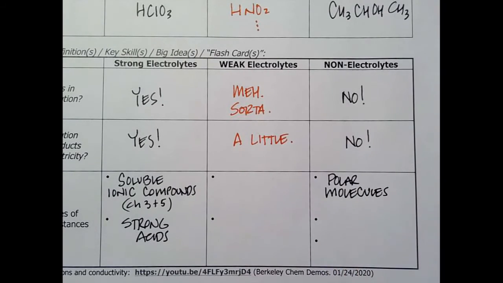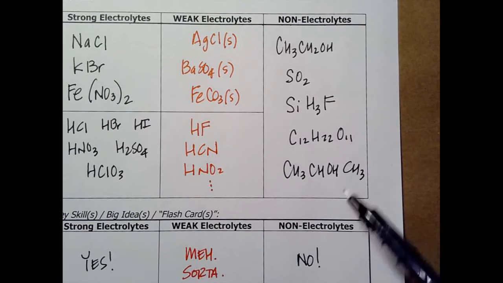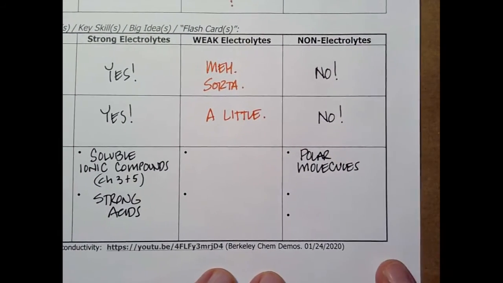Remember chapter 4? Polar molecules will dissolve quite nicely in water. They won't conduct electricity. For Chem 51, they'll dissolve, they won't form ions, and they won't conduct electricity. Now, I want to give you a couple of examples for the medical field.